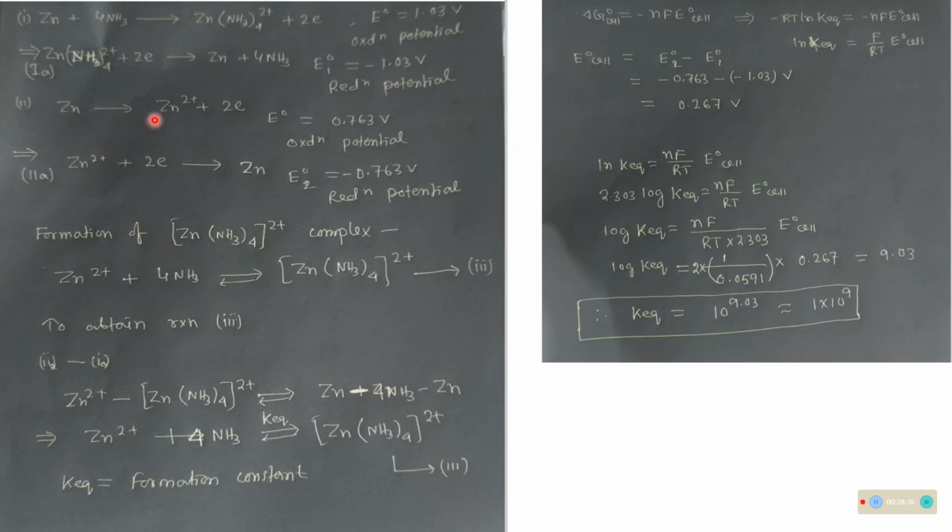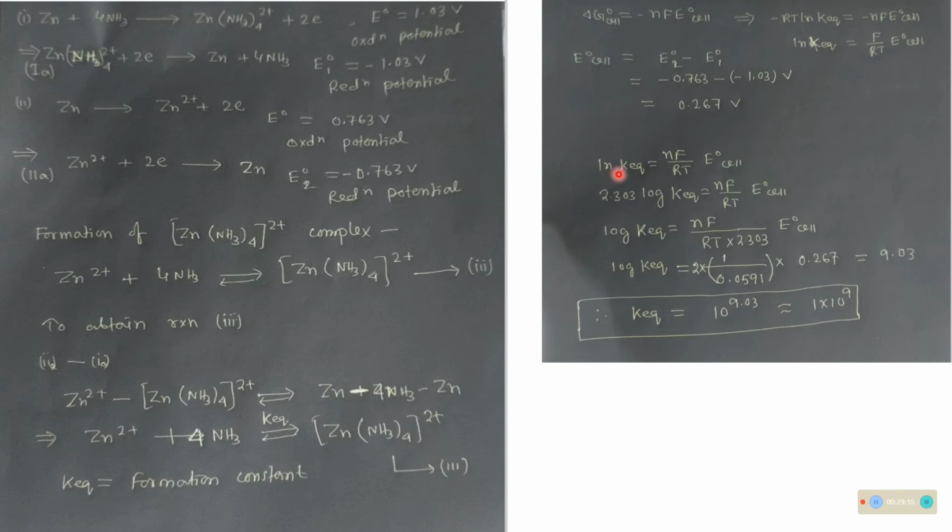Means E01 we will subtract from E02. We will subtract E01 from E02, not the oxidation potential. Now we are considering only the reduction potentials 1A and 2A. So the reduction potential 1A minus 1.03 is minus 0.763. To obtain the E0 cell of these reactions, we have to subtract E01 from E02. So from this we get 0.267.